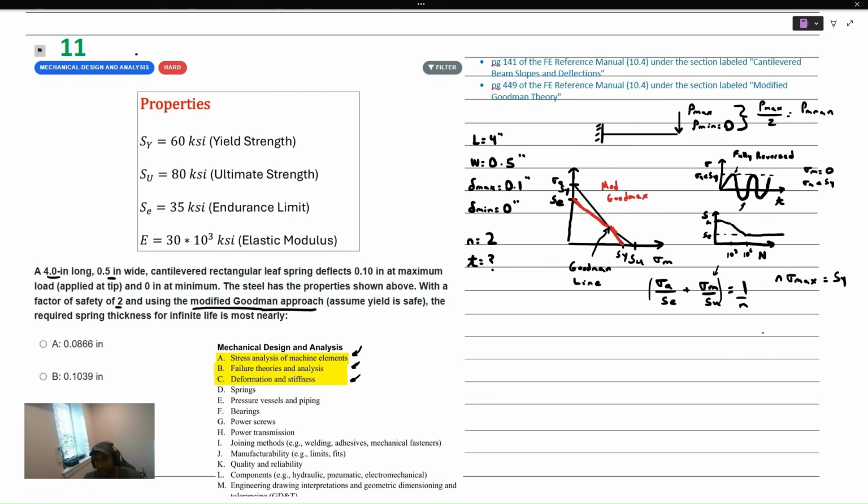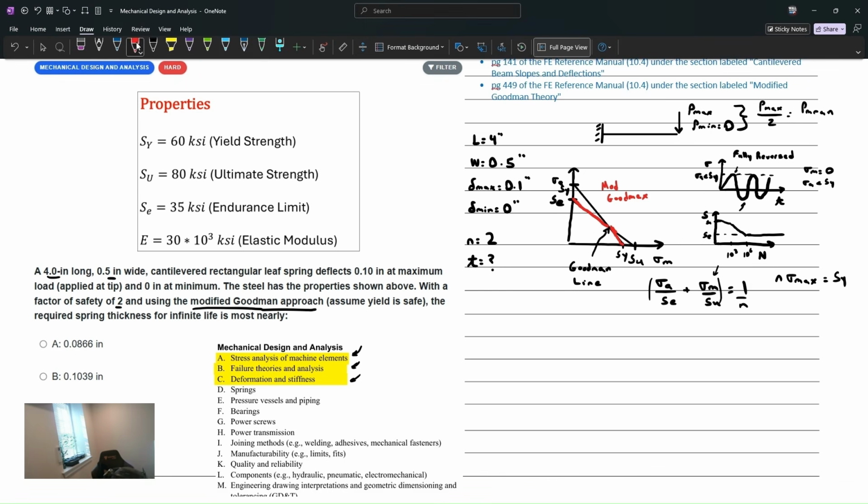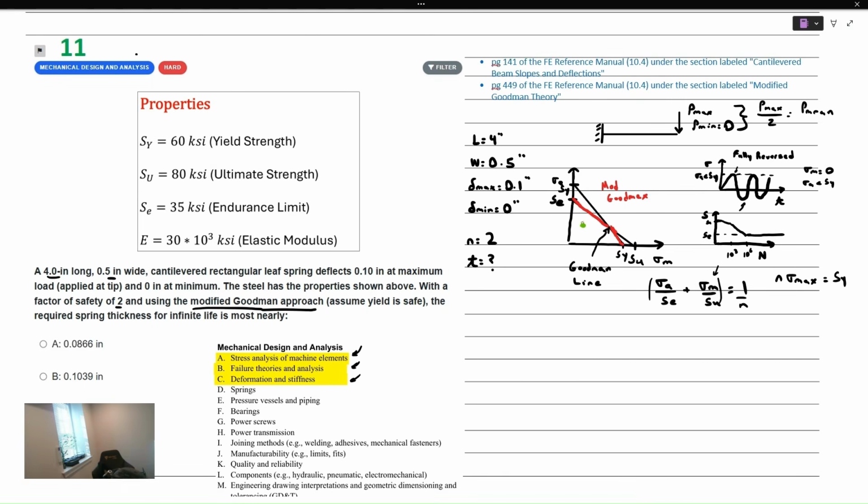Also, I didn't really discuss the idea of the failure envelope over here. Now, what does this plot really represent? If you have some combination of alternating and mean stress and it falls within the failure envelope defined by the modified Goodman line, since we're using that failure criteria, you're set to have infinite life. And if you fall outside, you'll have failure. Okay, so that's really what this is all about.